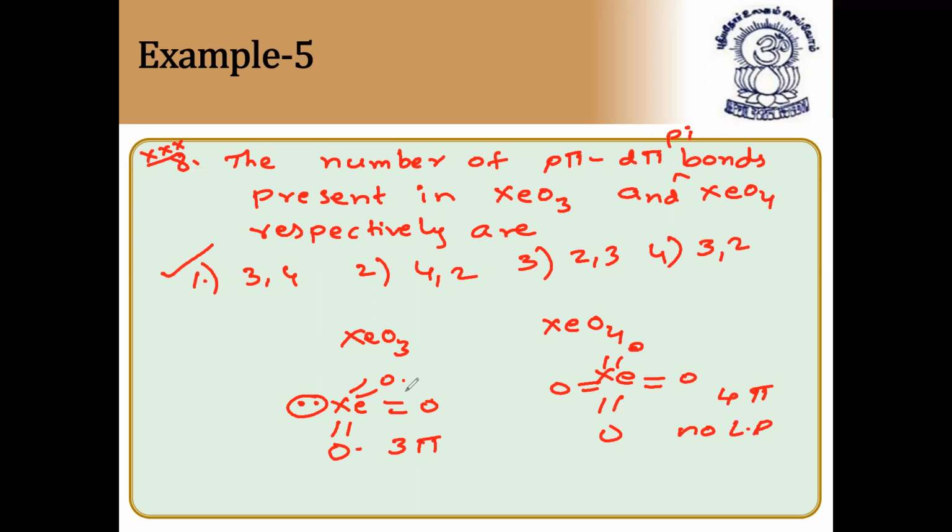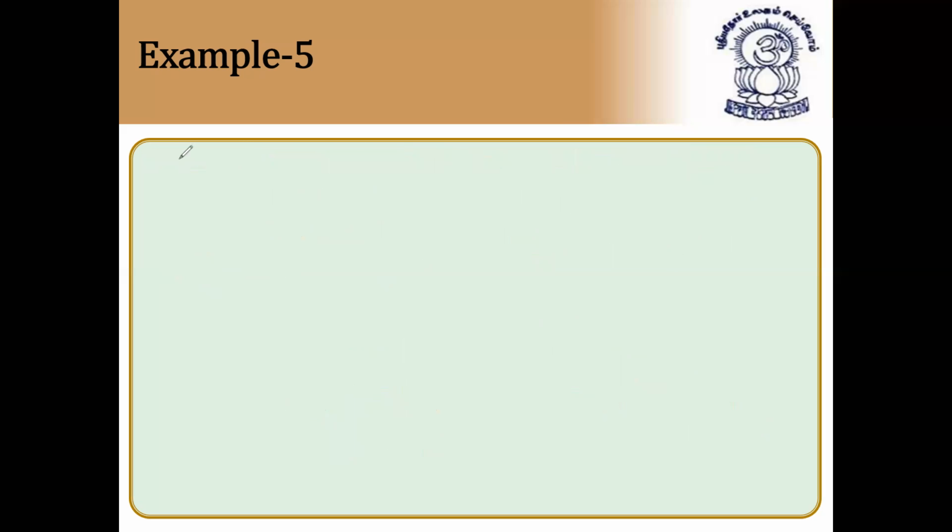You can see the structures. I hope it is clear. Instead of asking the number of pi bonds, they simply ask the number of p pi d pi bonds present in xenon trioxide and xenon tetroxide respectively. So the answer is 3 comma 4. I hope it is clear. Next question. Question number 9.